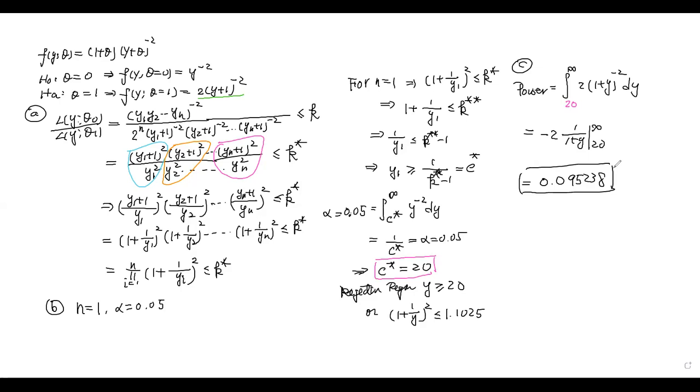Basically, you find the general form of the rejection region. Right now n is equal to 1, so you find the rejection region for n equal to 1: y1 is greater than some value. Then you just do a simple integration. You can solve it. Okay, that's it. I hope this example helps you get a better understanding of how to find the critical region and power for the most powerful test.